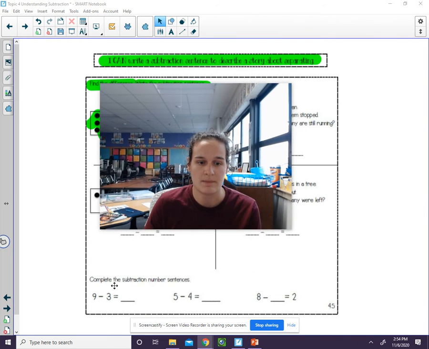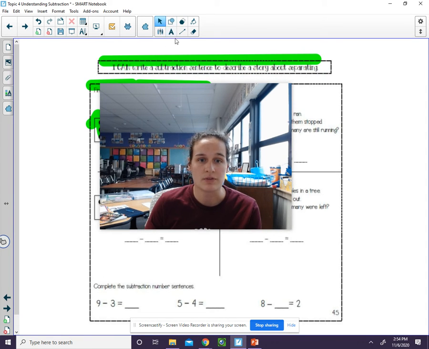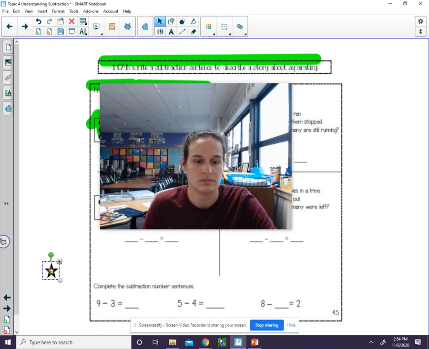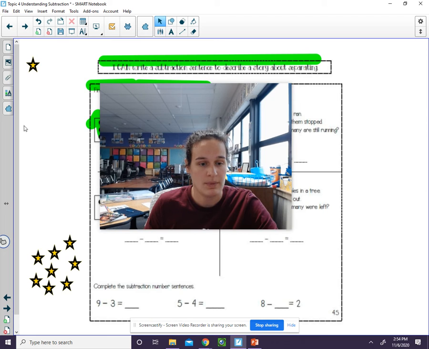Let's take a look at the bottom here. It says complete the subtraction number sentences. 9 minus 3 equals. This makes me think back to when we were working on those pictures. So you could draw a picture to help solve this if you're not sure. So maybe my picture, I'm going to use some stars. And for these stars, I'm just gonna have them down here. Now you could draw a picture of your own. You could draw smiley faces if you want. Or if you know what 9 minus 3 is, you don't have to draw a picture. But a picture can be helpful.